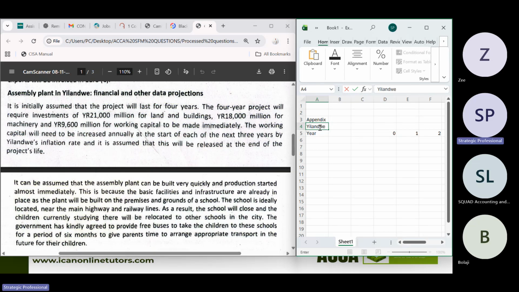Ilandwe, right? Let me just leave it like this, Ilandwe for now. You can flesh it up if you like. So they said it is essentially assumed that the project will last for 4 years. The 4 year project will require an investment of 21 million.